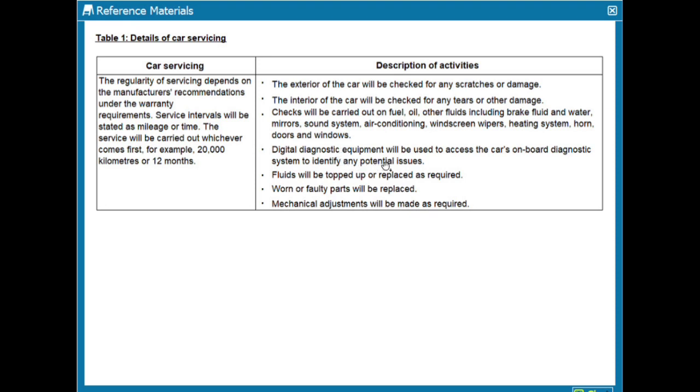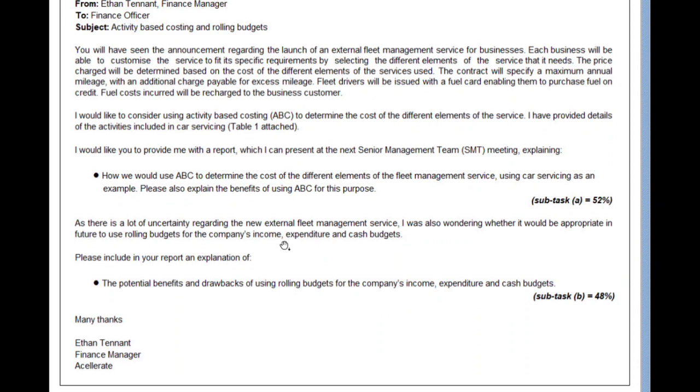Digital diagnostic equipment will be used to access the car's onboard diagnostic system to identify any potential issues. Fluids will be topped up or replaced as required. Worn or faulty parts will be replaced. Mechanical adjustments will be made as required. Okay, so we have in total seven activities and we need to relate them to the question. First, they asked how we would use ABC to determine the cost of different elements of the fleet management service, using car servicing as an example. Please also explain the benefits of using ABC for this purpose. So let's see how we can answer this question.